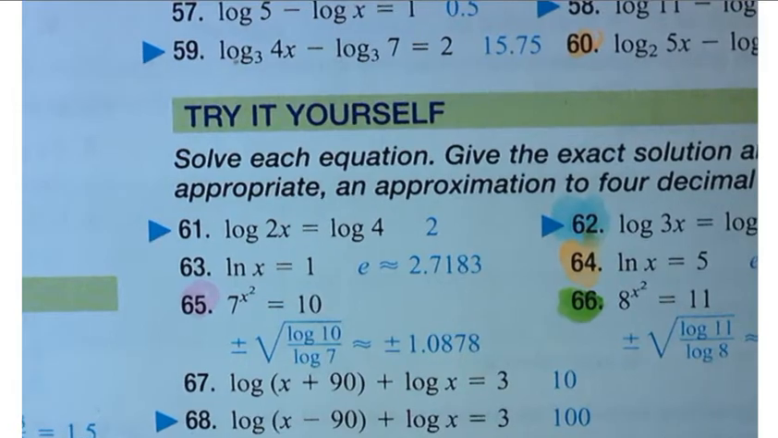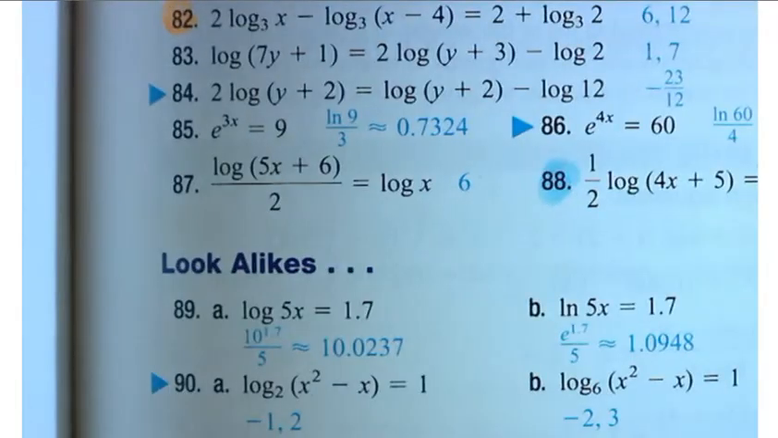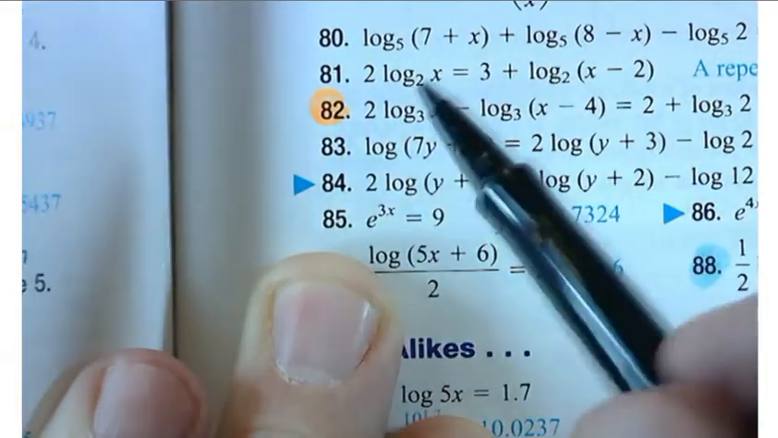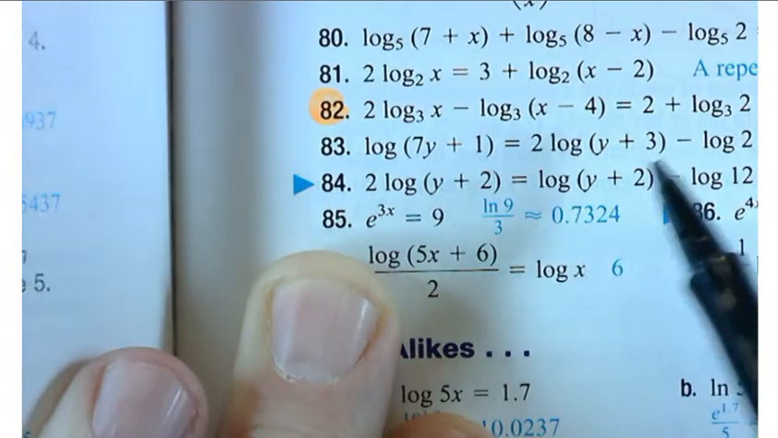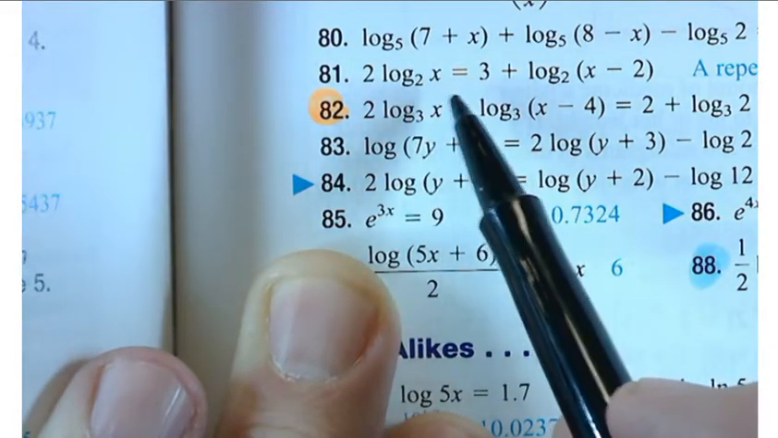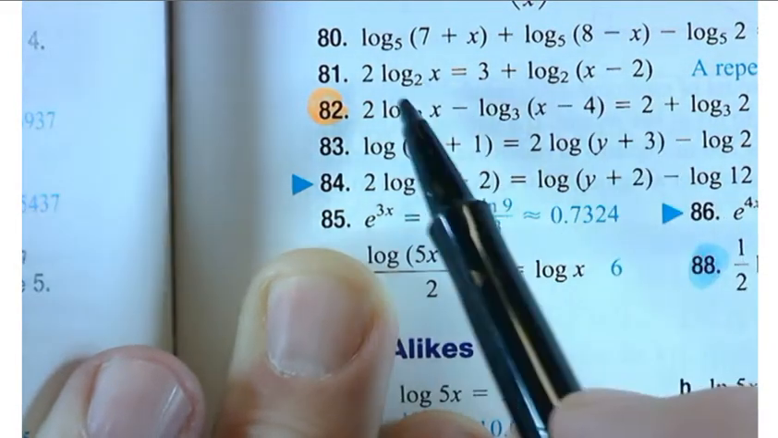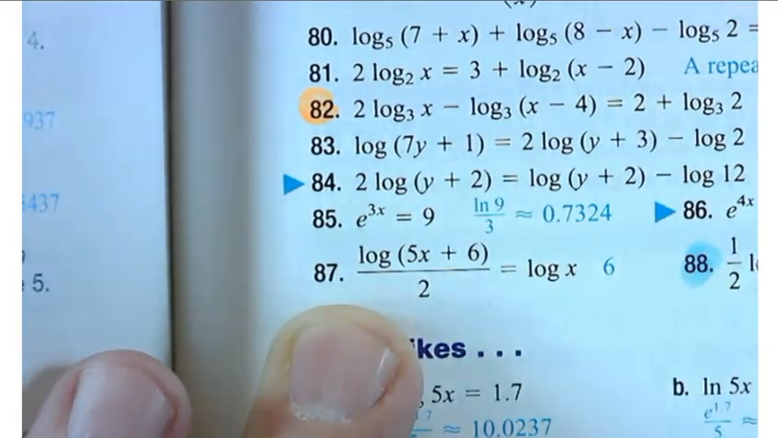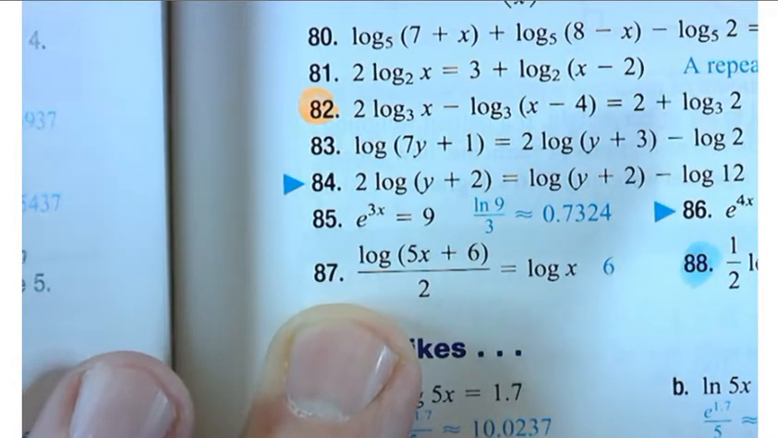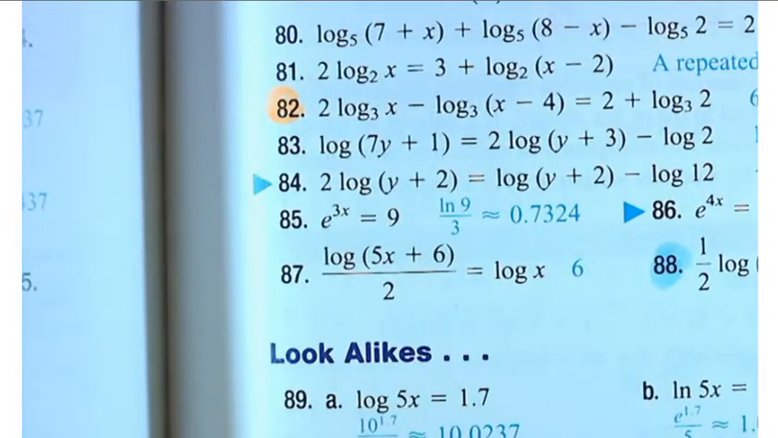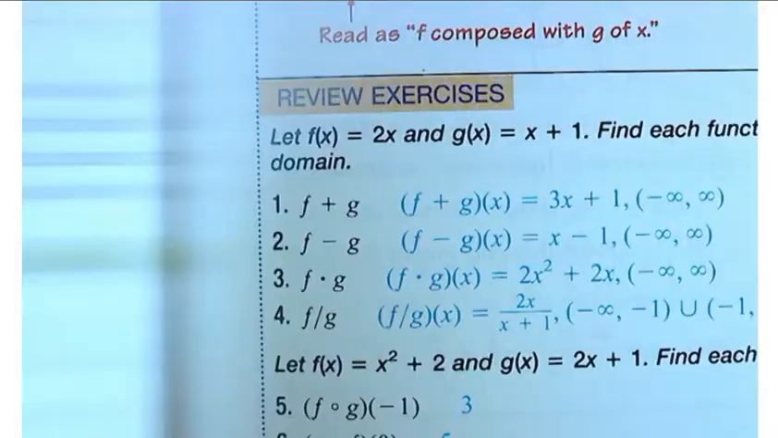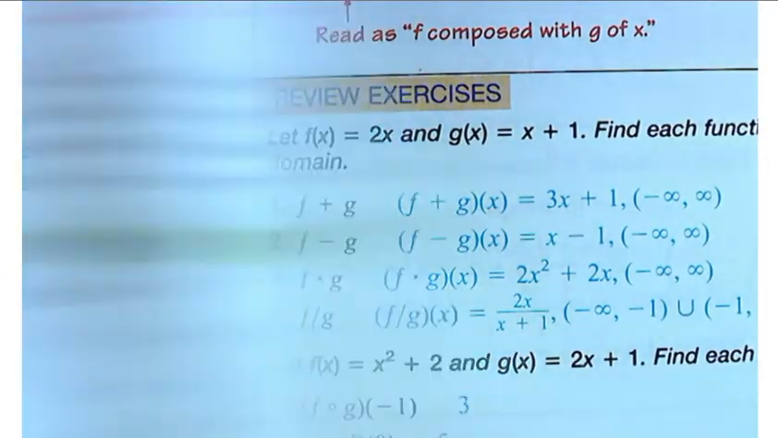Let's see. 81. I think that's another one that we did in class. For 81, you could bring the 2 up here, make that log base 2 of x squared, move this to the left-hand side, then bring them all together. You're eventually going to have to rewrite it as a quadratic equation. You'll end up with a repeated solution of 4. Yay. I hope you enjoyed section 11.7.